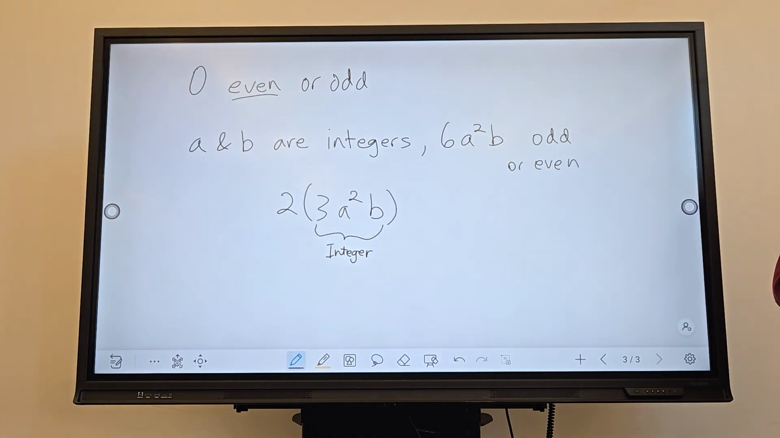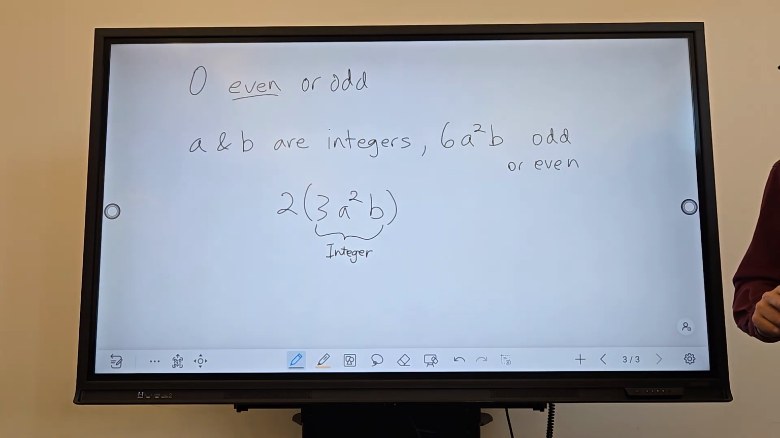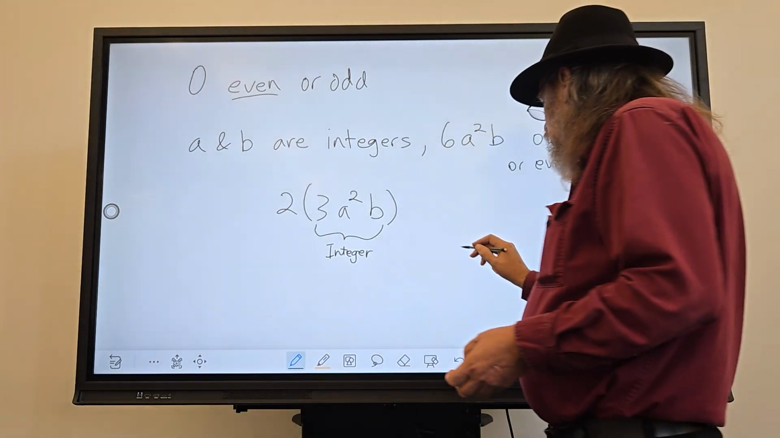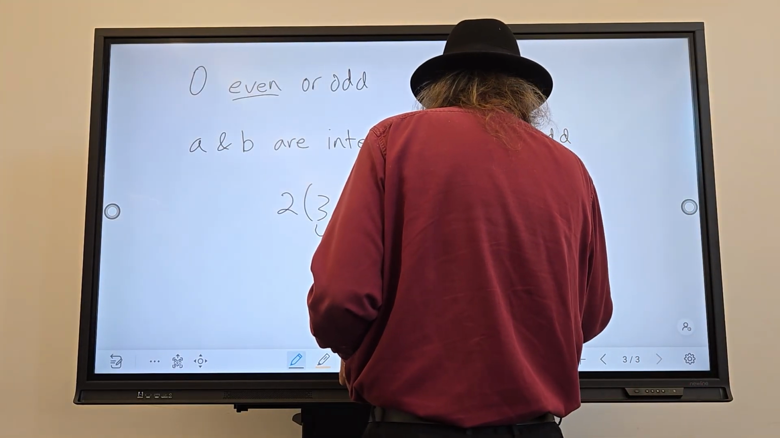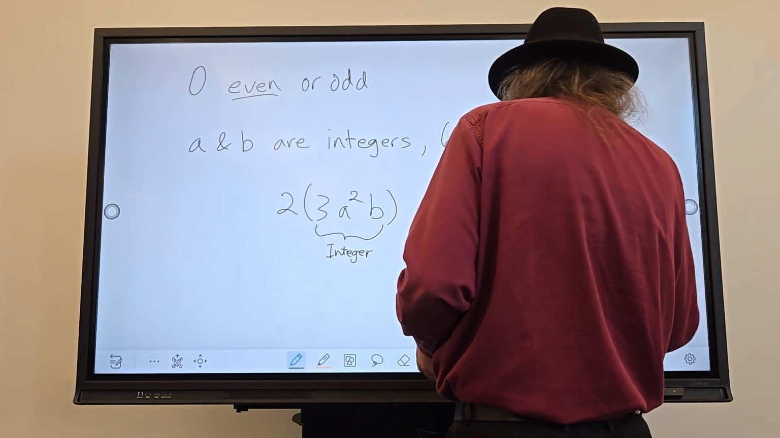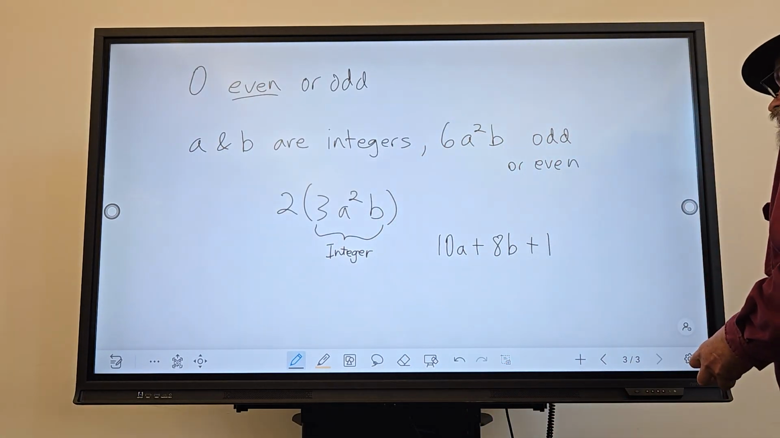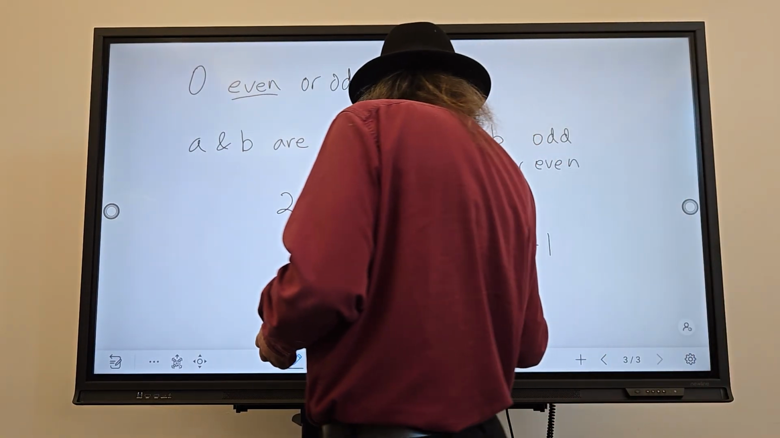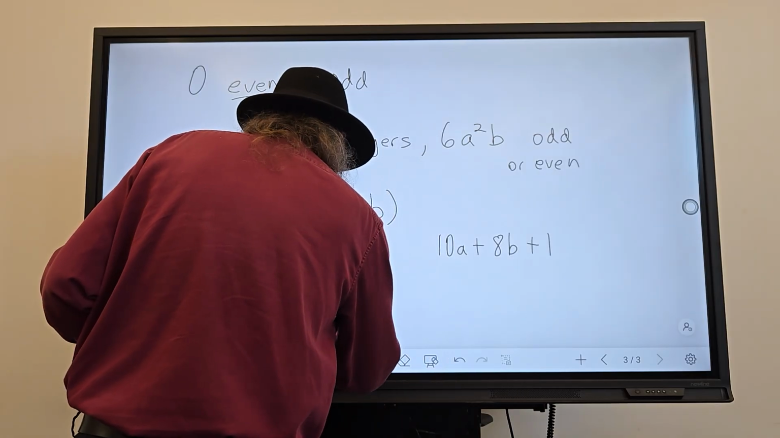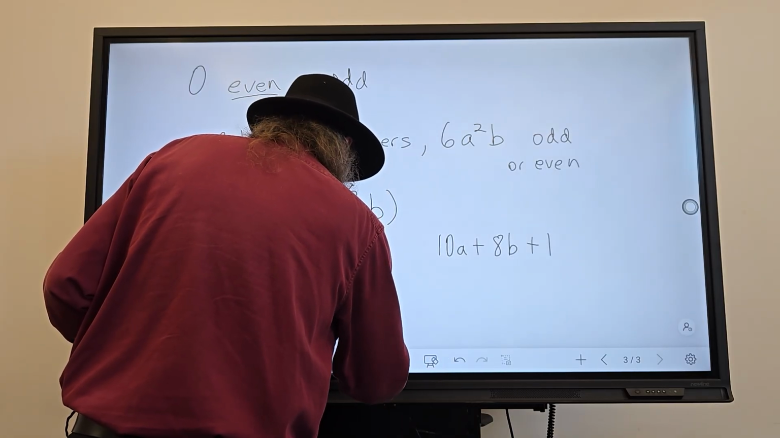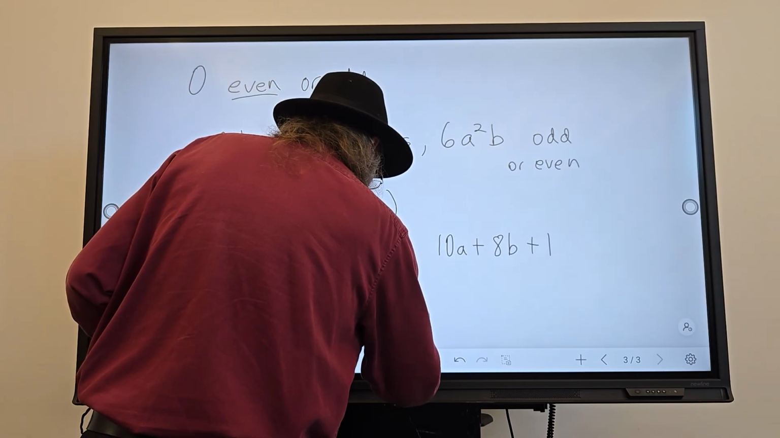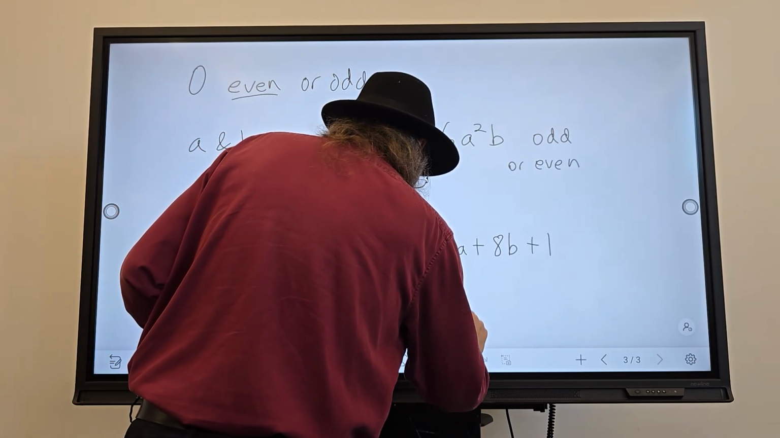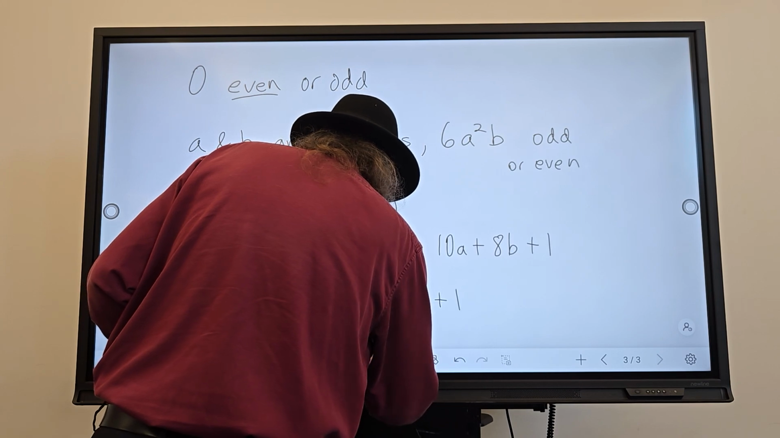How about 10a plus 8b plus 1? Odd, because you can factor out a 2 from the first terms and make it 2 times (5a plus 4b) plus 1, and this is an integer.